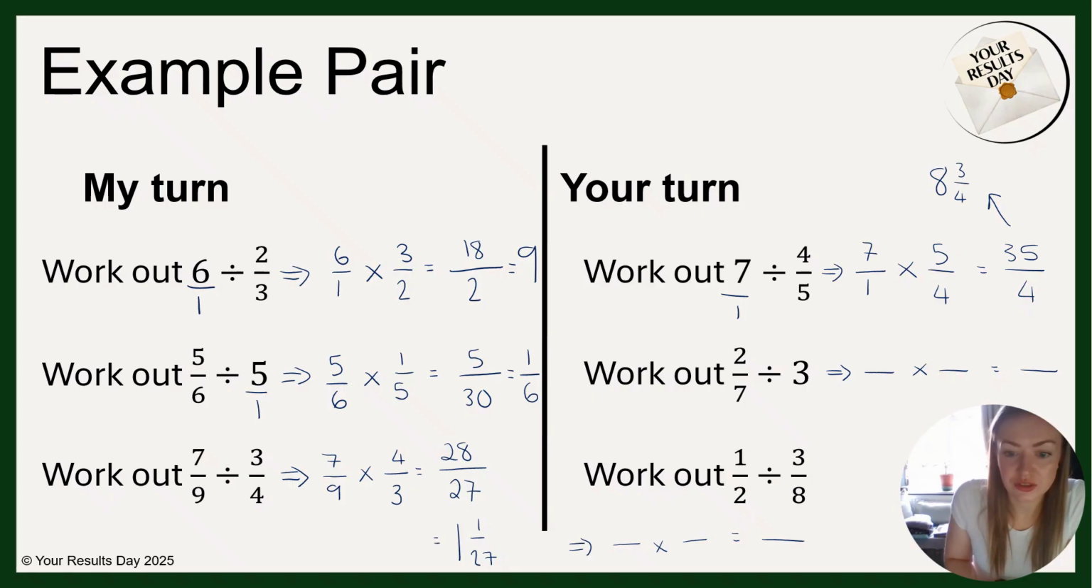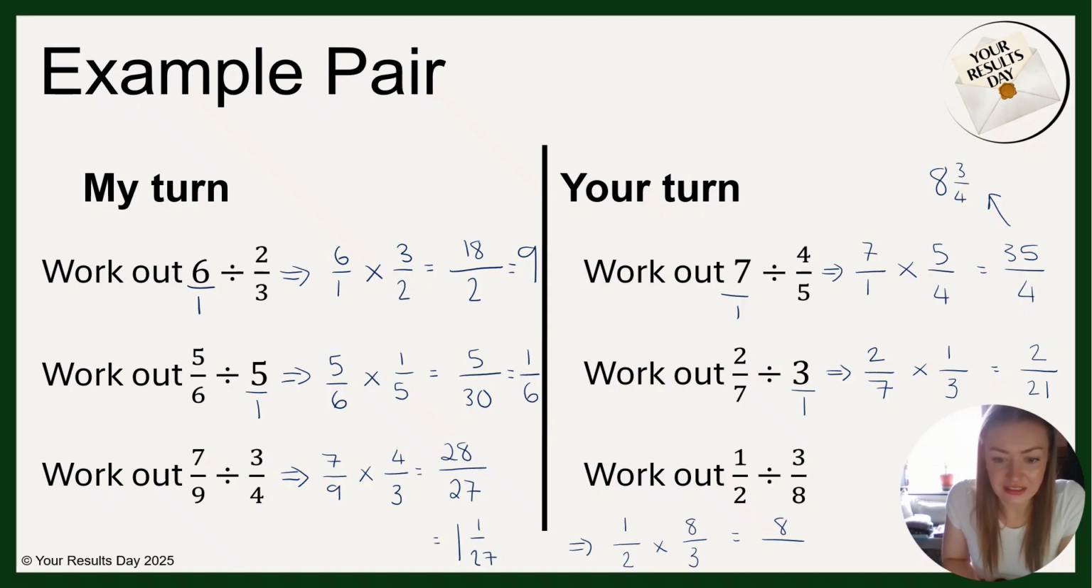For this second question, the first fraction stays the same. Remembering that this is the same as 3 over 1, flipping that upside down gets 1 over 3. 2 times 1 is 2, 7 times 3 is 21, and 2 over 21 can't be simplified. And your last one, the first fraction staying the same, we're making it a multiplication. Flipping that second fraction upside down gets us 8 over 6, which simplifies to 4 over 3, which can then be simplified into a mixed number as 1 and 1/3.